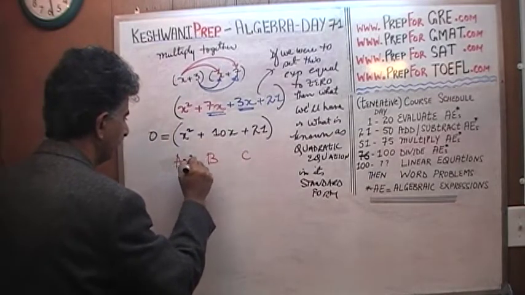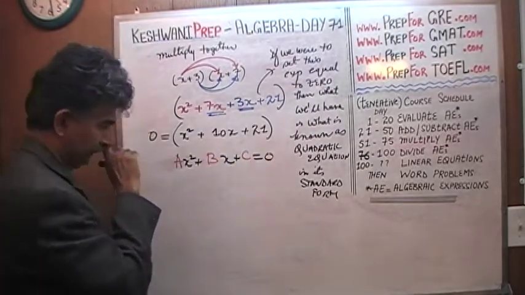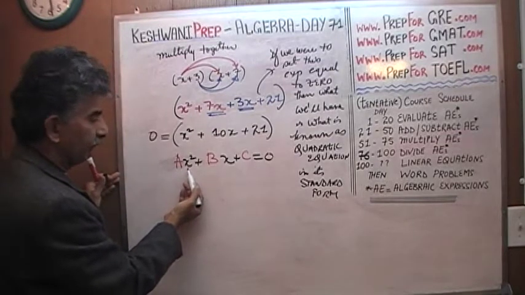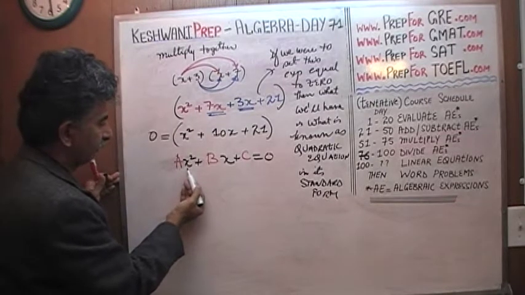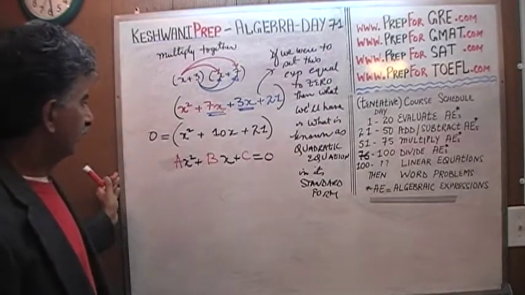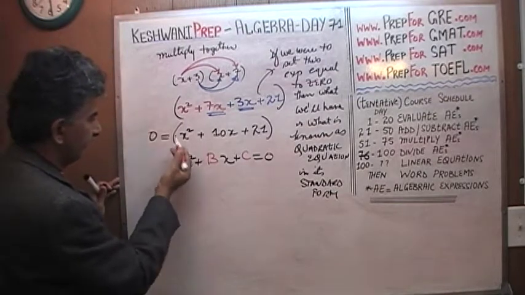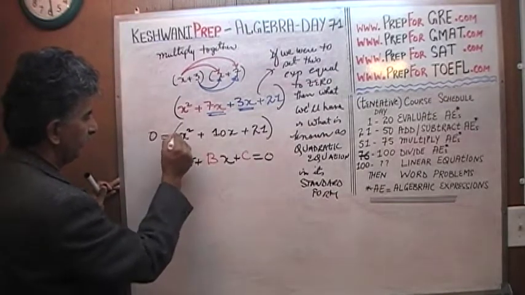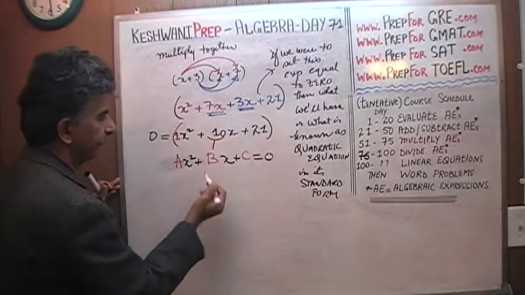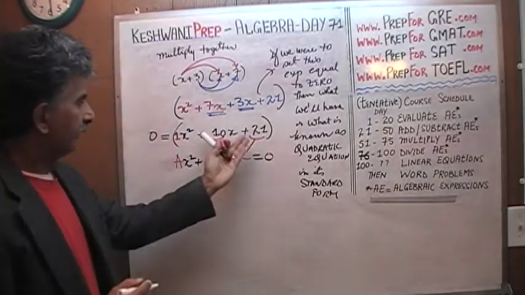Ax squared plus bx plus c equals 0. Now this a, b and c that you see there, these are coefficients of these terms. A is the coefficient of x squared, b is the coefficient of x, and c is what is known as the constant. Let's see what the values are here. In this expression right here, our a equals 1. That's our a. Our b equals 10. And our c equals 21. And it is in standard form.